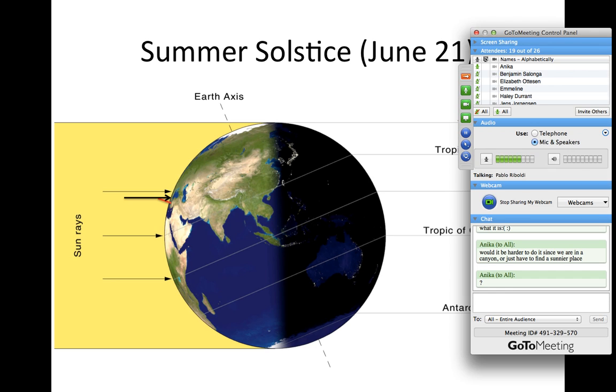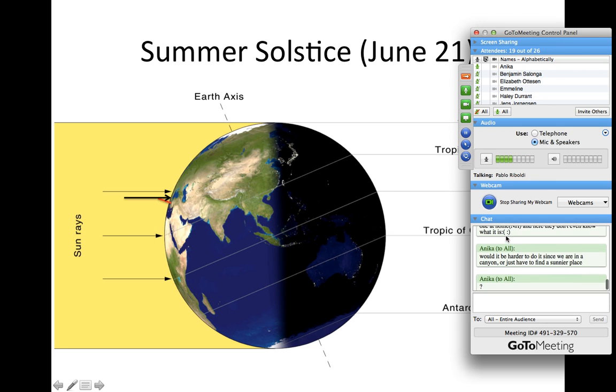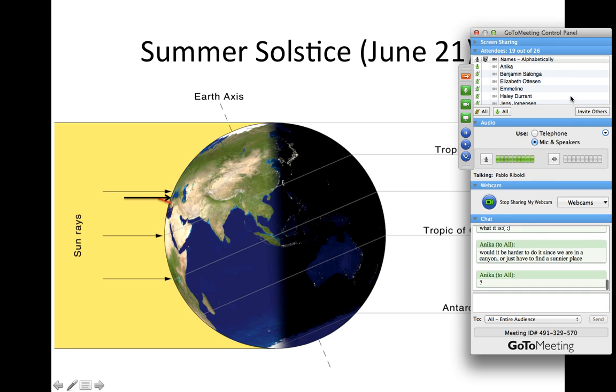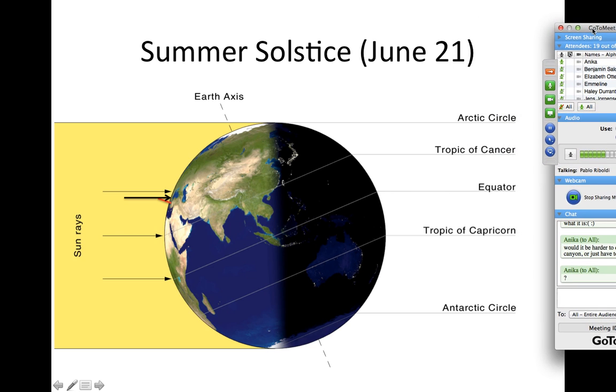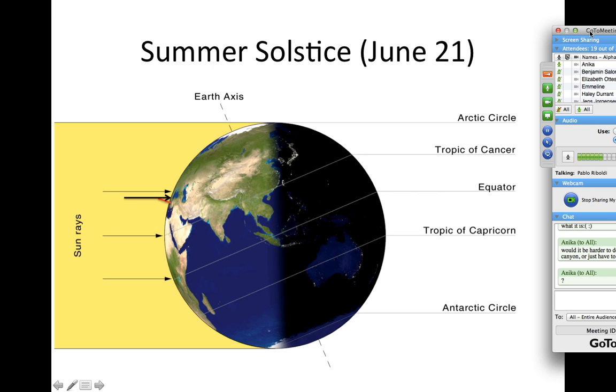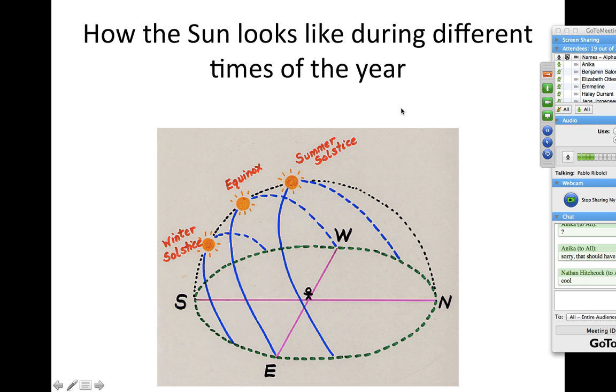You just need to find a sunny place. If you are in a canyon, you have to actually find a sunny place to do this. You also need to find a sunny day. There's also a way to do this using Polaris at night, the northern star. With that one, you don't need to worry about what time of the year you are at, because Polaris is always pointing to the north.